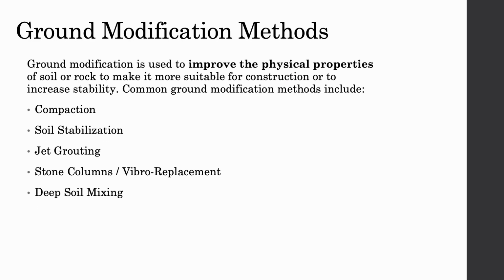In contrast to containment, ground modification focuses on physically changing the properties of the soil or rock itself. This might be done to improve stability, reduce permeability, or increase bearing capacity for future construction. Common techniques include compaction, soil stabilization, jet grouting, stone columns or vibro replacement, and deep soil mixing. Each of these serves a slightly different purpose and works best under specific site conditions.